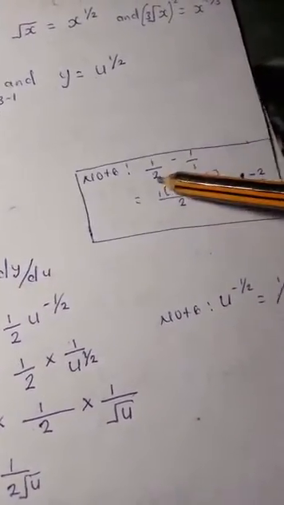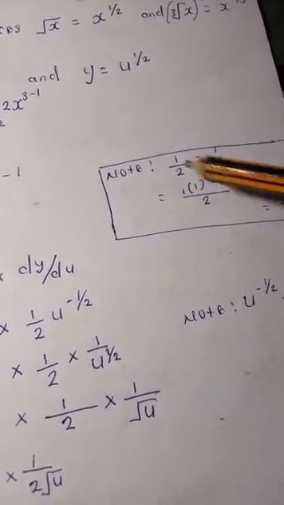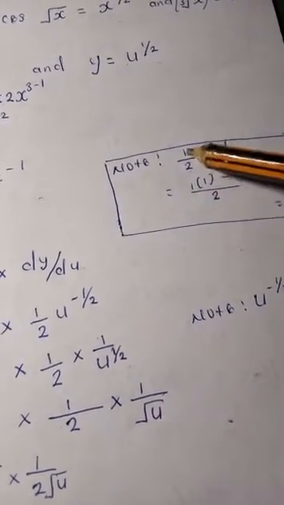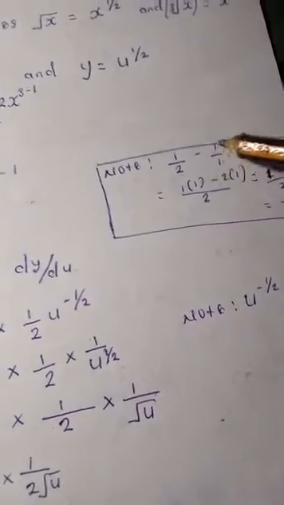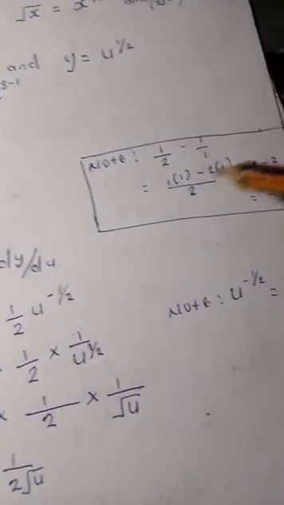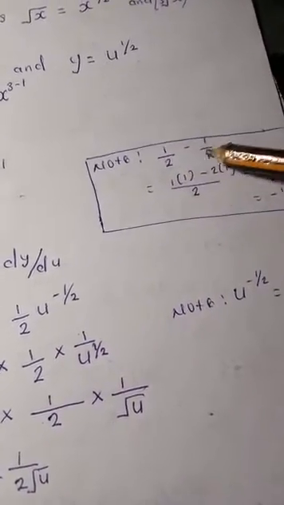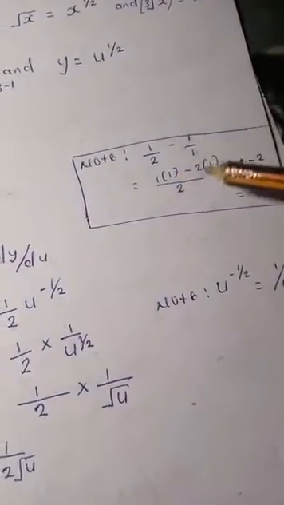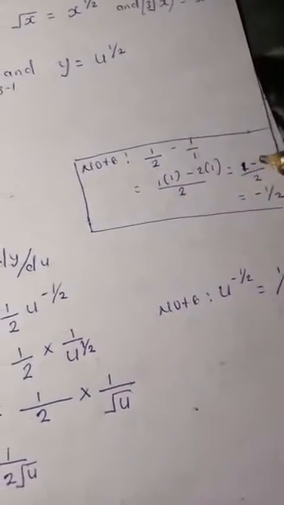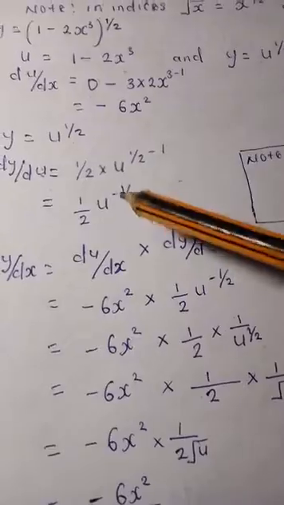Now what is the LCM of 2 and 1? We have 2. 2 will go into 2 once, so 1 bracket 1 here. Minus 1: 2 will go into 1... 1 times 1 is 1. Minus 2 times 1 is 2. Subtract: 1 minus 2 is minus 1 over 2. That's how we got this. So when you subtract this, you get minus 1 over 2.